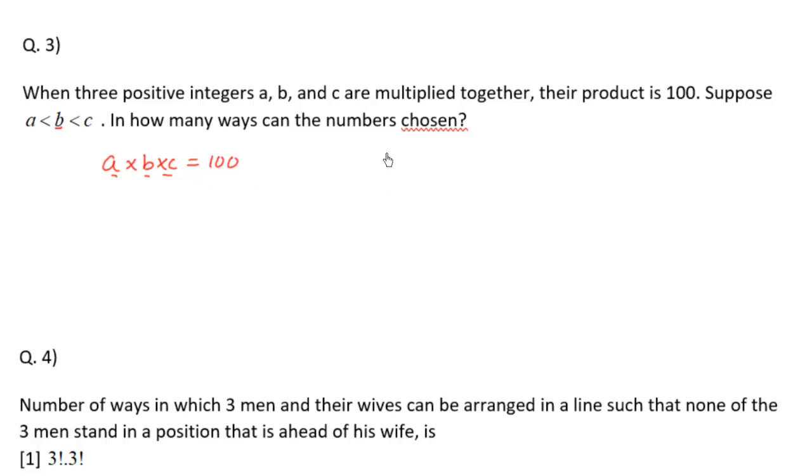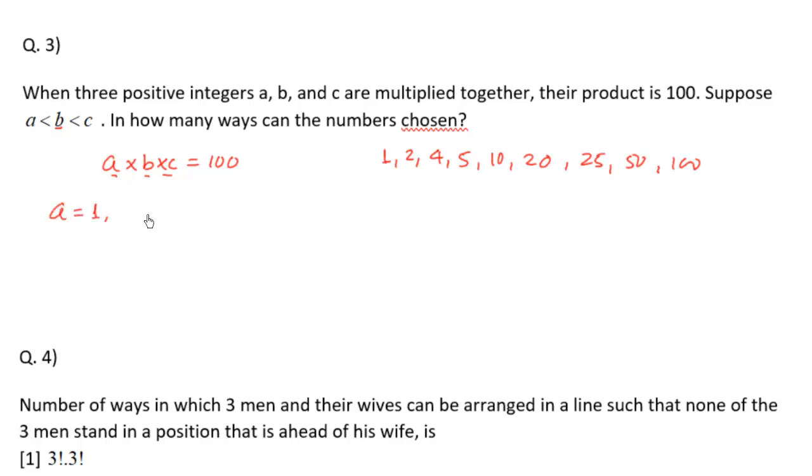So let us list down all the factors of 100 starting from 1. So 1 will be there, 2 is there, 3 will not be there, 4 will be there, 5 will be there, then 10, then 20, then 25, then 50, then 100. These are the factors of 100, right? A being the smallest, so let us start with A.